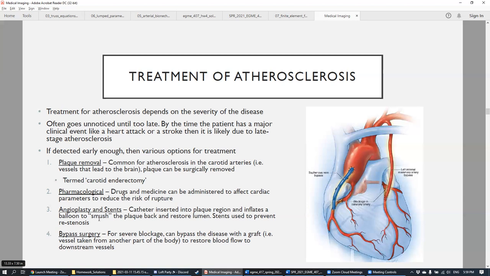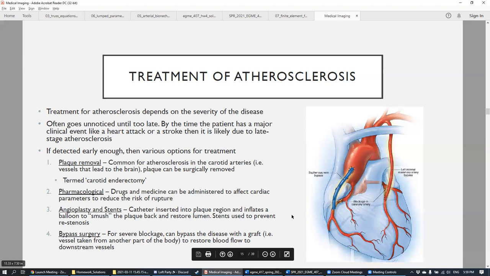This is very common because a lot of times they have to use a catheter to assess how bad your disease is anyway. If they can treat it right there while the catheter is already in, they might as well do that, because they're already in there anyway. Stents are basically used when the disease is localized to one area. If you just have a lot of plaque in one area, they can use a stent there and it'll open it right up.